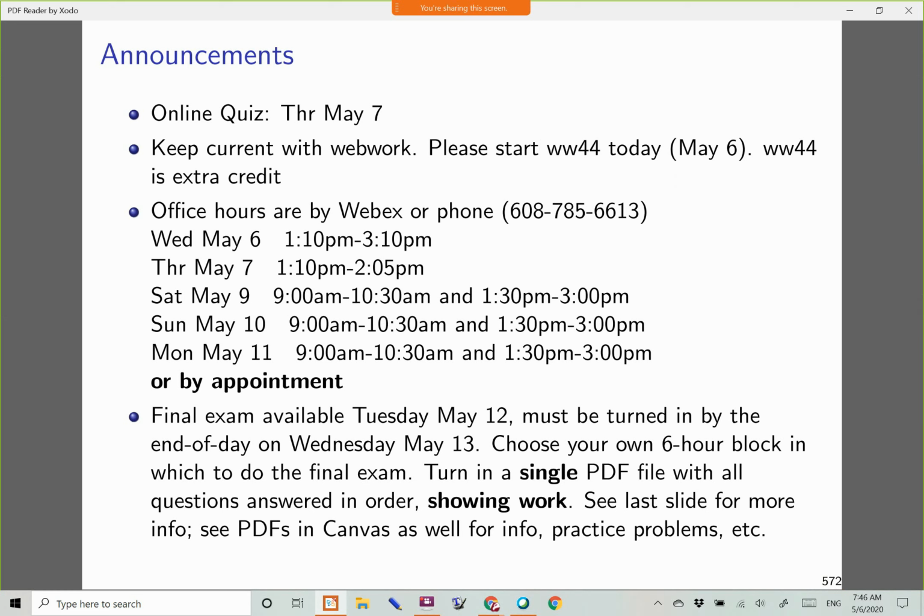Here's office hours for the rest of the semester, all listed. If these times don't work, send me an email. We'll set up an appointment. The final exam, you need to choose a 6 hour block of time in which to work on the exam somewhere between May 12th and 13th. I have not gotten around to it yet, but later today I will be posting practice materials for the final.